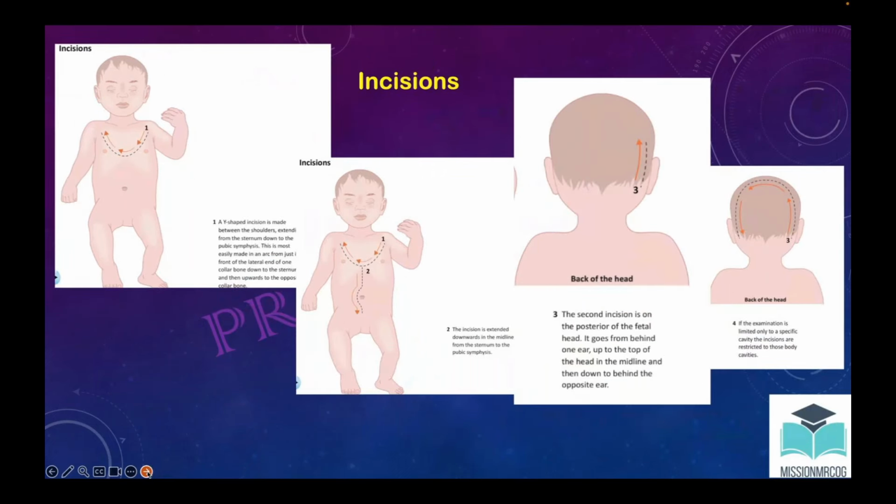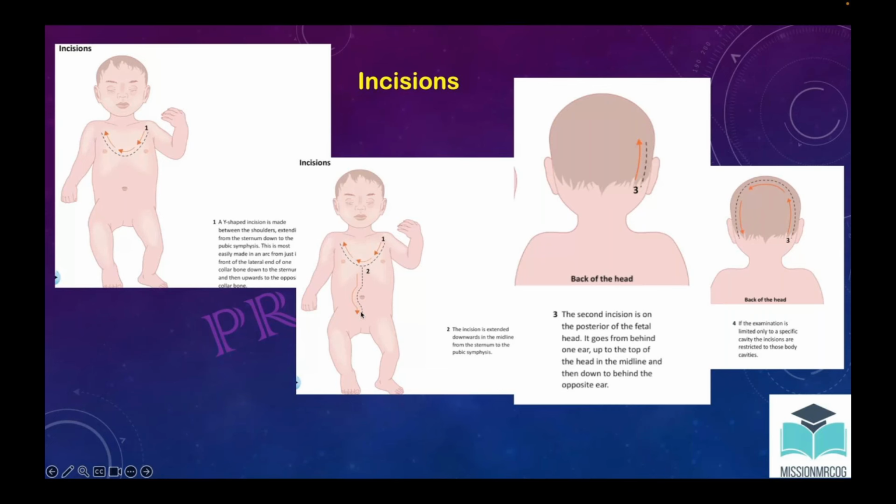Now, what are the incisions that are given to the baby? A Y-shaped incision is given in between the shoulders, extending from between the shoulder and sternum to the symphysis pubis. This is incision 1. Now this is incision 2, in the midline from the sternum going to the symphysis pubis. So this is in between the collarbones, that is incision 1.